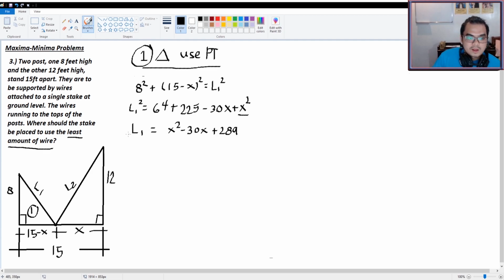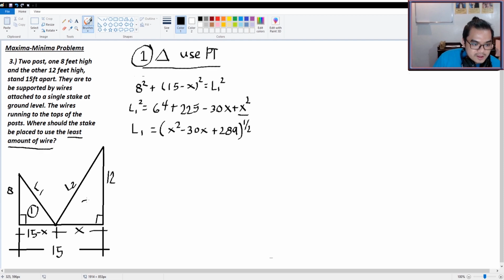Okay. And then, eliminating the square here, all you have to do is just take the square root of both sides. Or for simplification, we can just use a raised to 1/2 instead of the square root, so that you can easily get the derivative of this one later on.